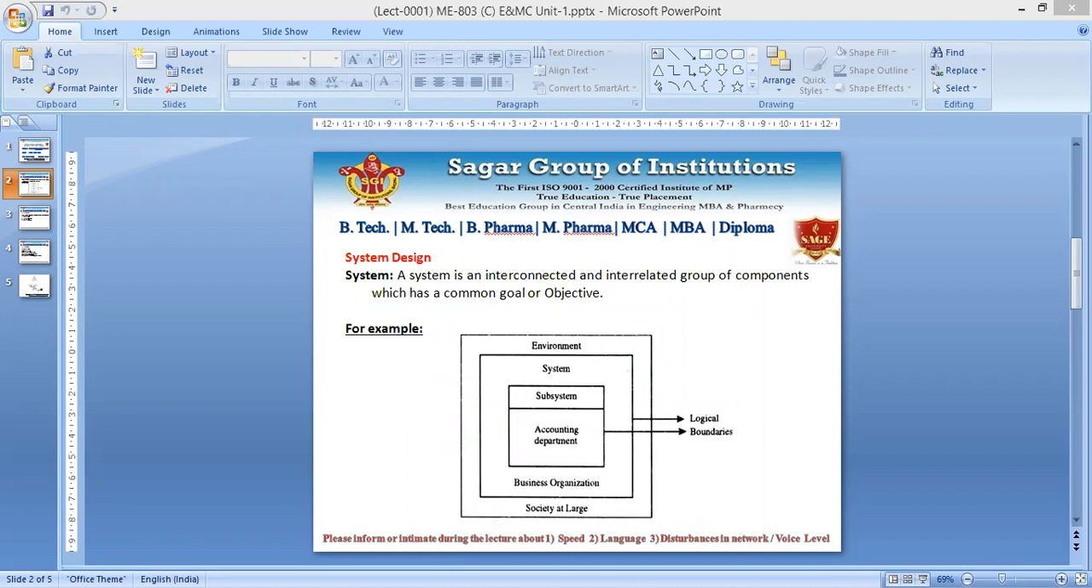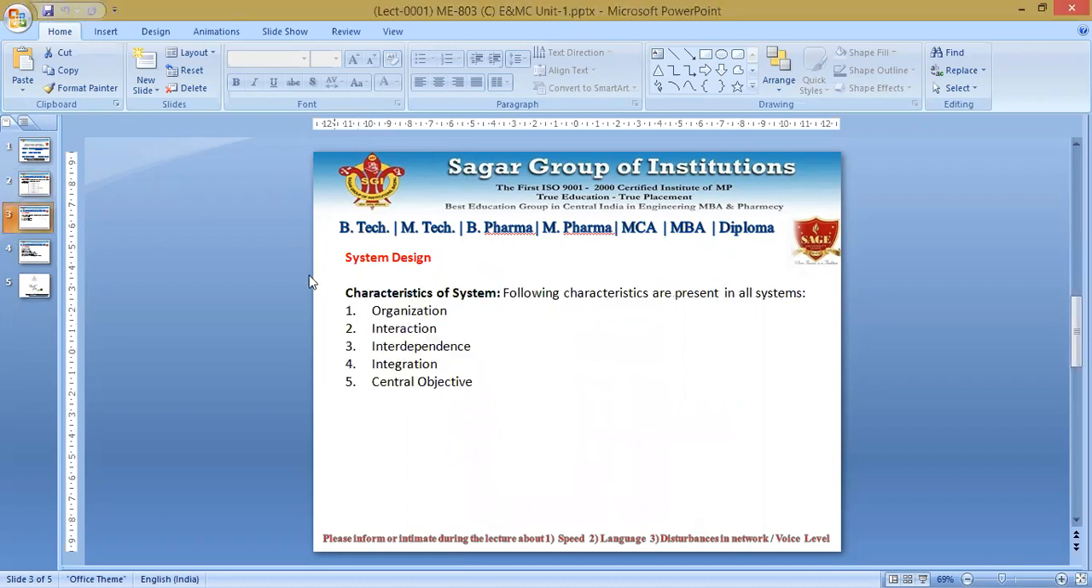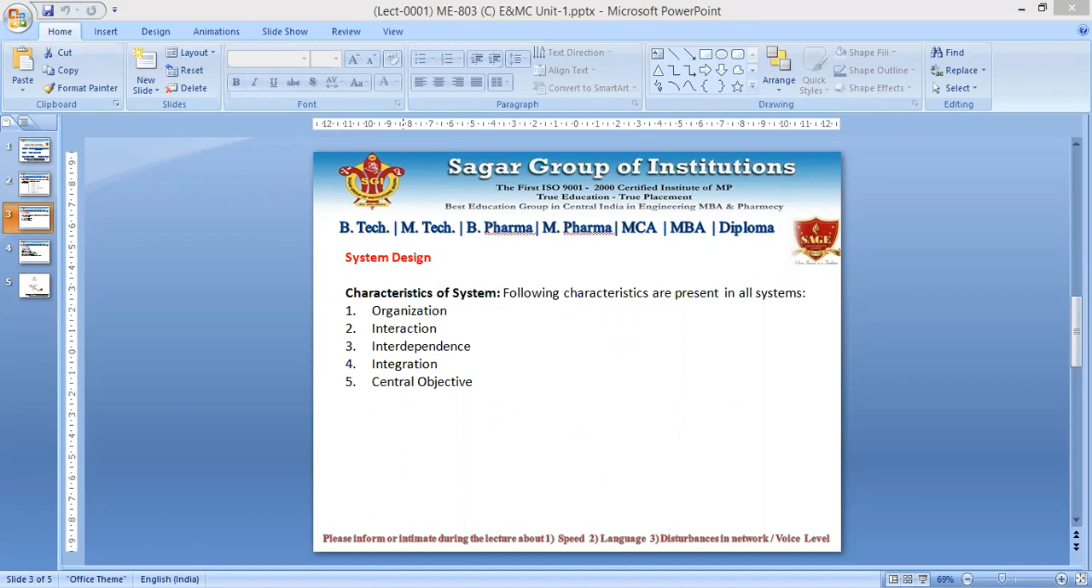Now let us look into the next slide. This is characteristics of the system. Now what are the characteristics of the system? There are certain characteristics which are present in every system or many types of system. In general, it is organization, next is interaction, third is interdependence, fourth is integration, and last is central objective. So what is organization?